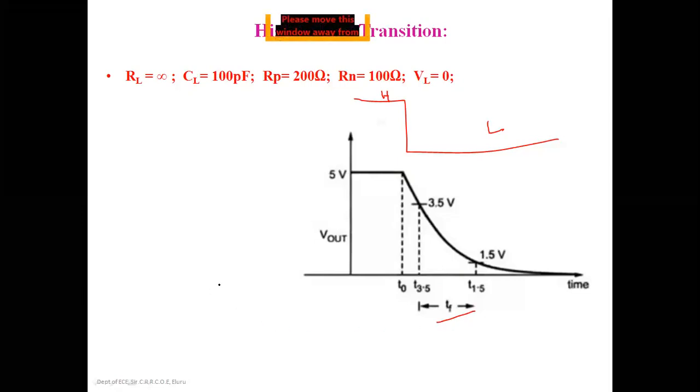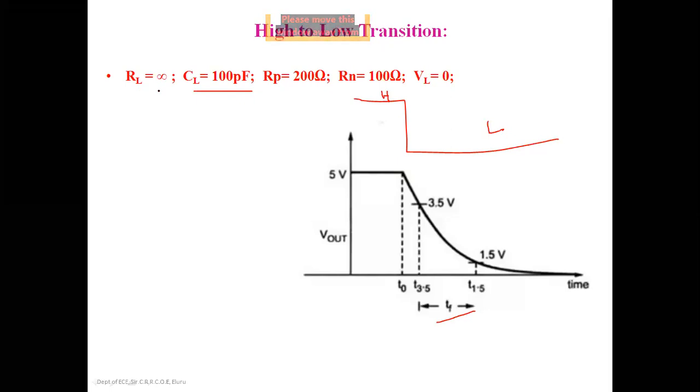For simplicity, we are assuming some conditions here: the Rn resistance is 100 ohms and Rp is 200 ohms. How they will be modeled, we are familiar with that. Take the load capacitance as 100 picofarads. And now the RL, the load resistance, is assumed to be infinity.